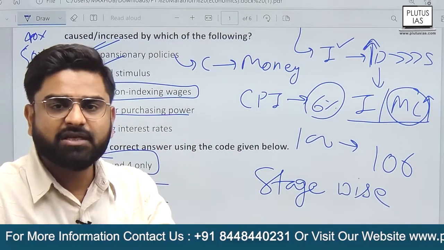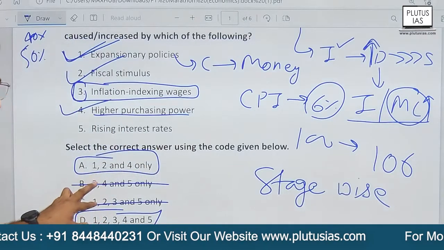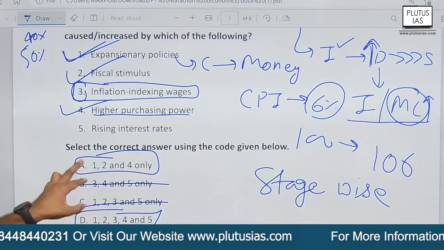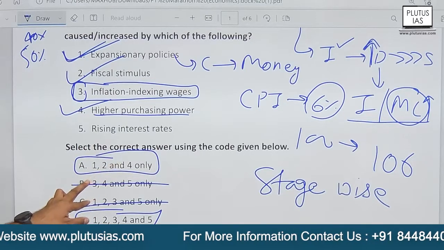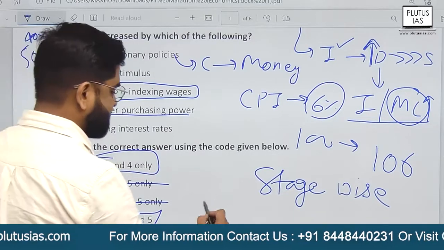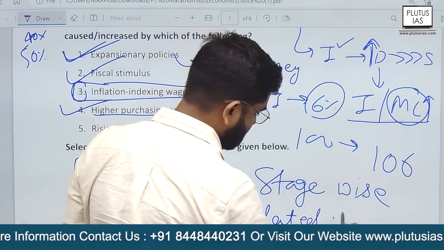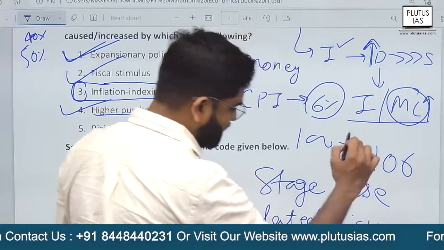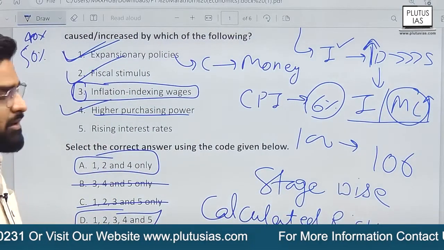In the second stage, you will go to the questions in which you have been able to eliminate at least 2 options. In stage 2, you will look at the questions where you could eliminate at least 2 options. Here you can take a calculated risk. Let's try that calculated risk here.